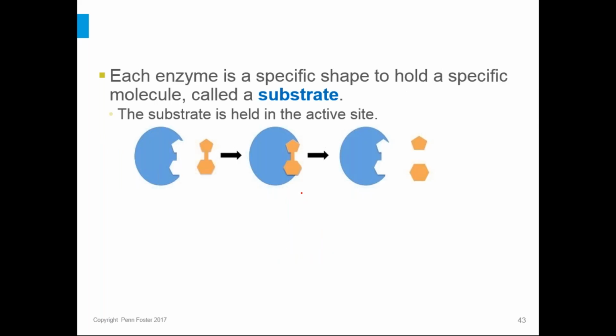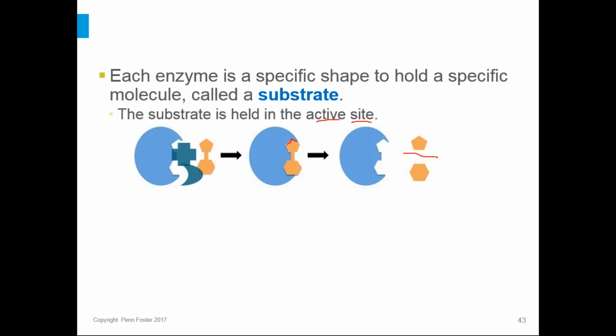So a little more about enzymes. Each enzyme can affect a certain chemical reaction. And they do this because they are a specific shape to hold a specific molecule, which is called a substrate. The enzyme has an area called the active site that holds the substrate molecules. So you can see in this example, here's your active site. The substrate fits perfectly into the active site, and then it does its work. In this case, its whole job was just to break them apart.